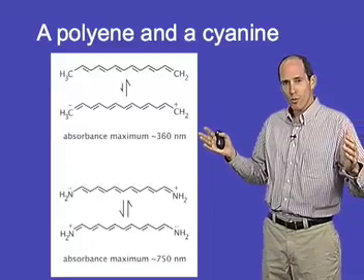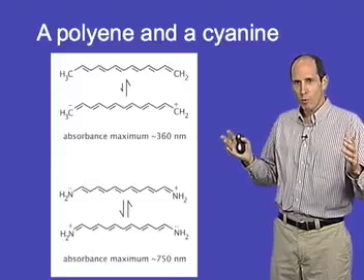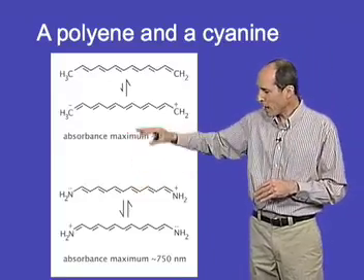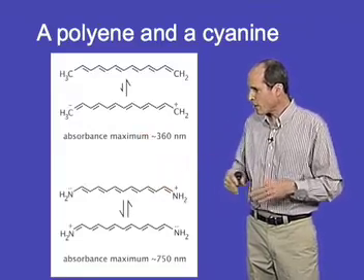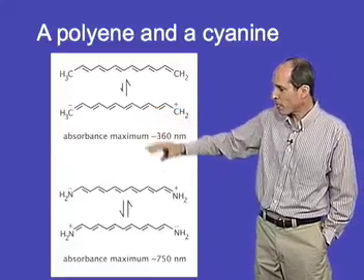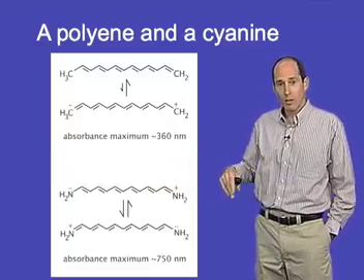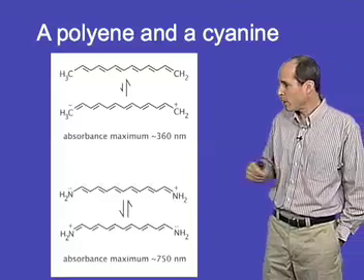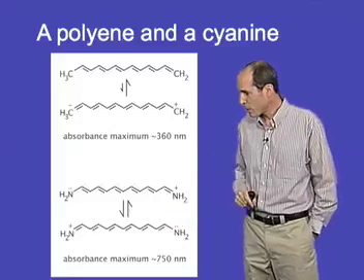And in essence, what visual pigments are doing is they're creating, with the retinal chromophore, some sort of hybrid between a polyene and a cyanine, a hybrid in the sense that the electrons are delocalized to a degree that is intermediate between the delocalization seen with a polyene and the delocalization seen with a cyanine. And correspondingly, the absorbance spectra is intermediate between the extremes shown here, 360 nanometers and 750 nanometers.